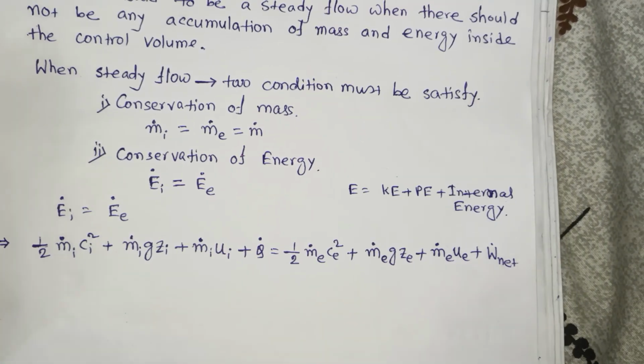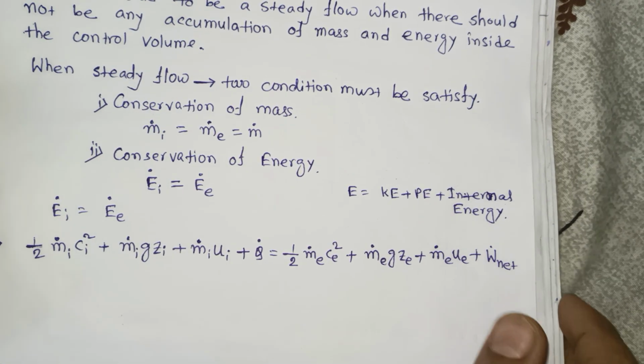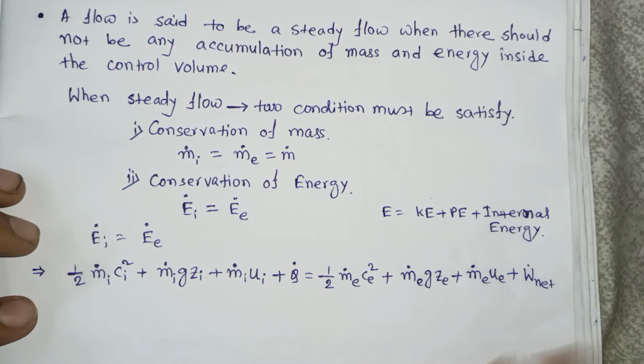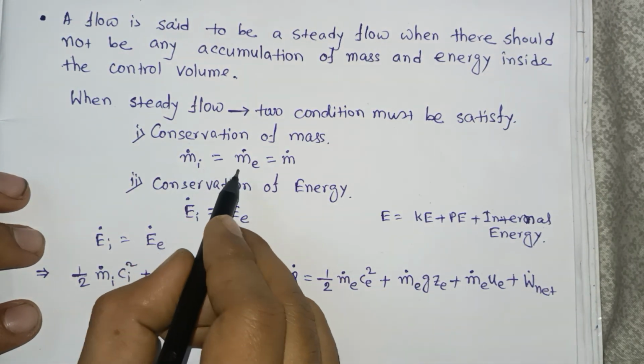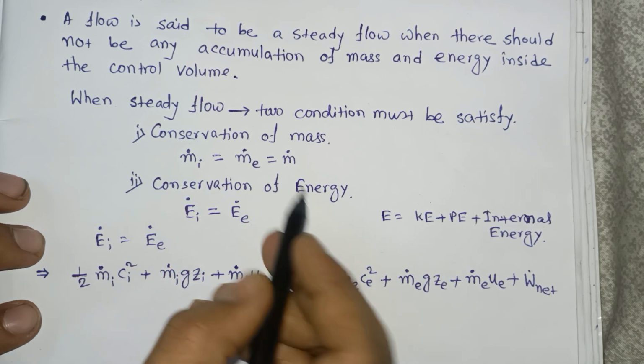Now, we know that the inlet mass flow rate is equal to the exit mass flow rate, that is, the mass flow rate.